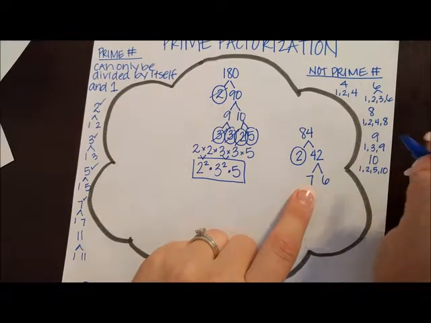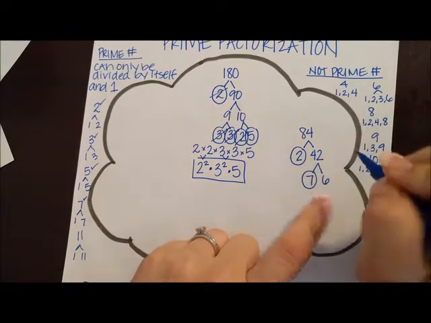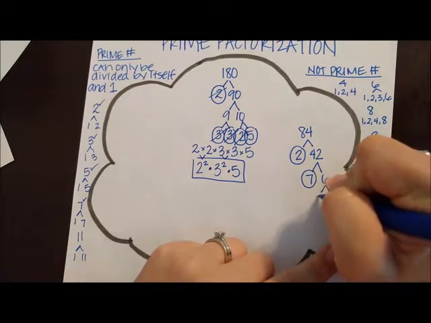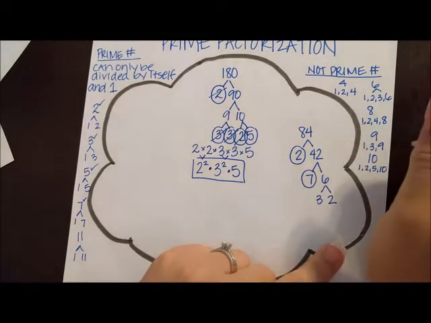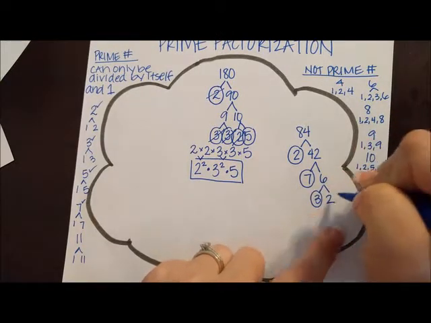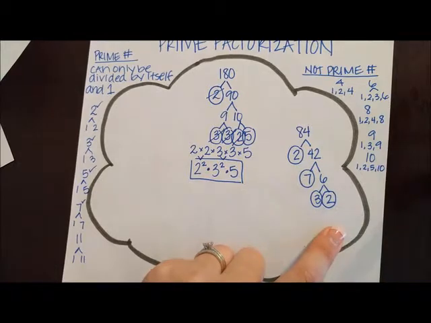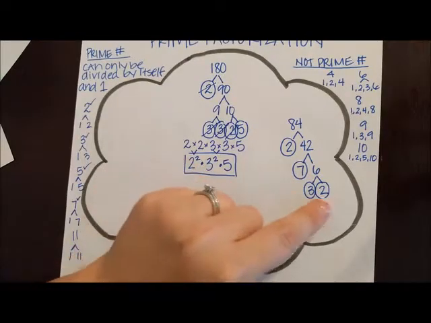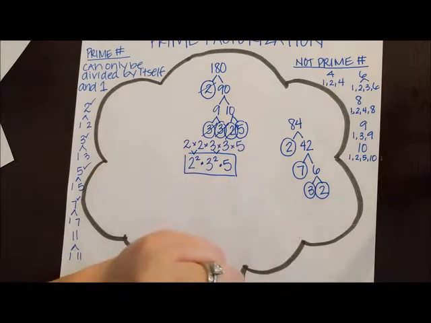So is 7 a prime number? It sure is, so I'm going to circle it. What about 6? Nope. I can break that down into 3 and 2. Is 3 a prime number? Yep. And we know 2 is a prime number. So now that I've broken down all my branches into prime numbers, my bottom numbers are all circled. Okay, they're all prime numbers.